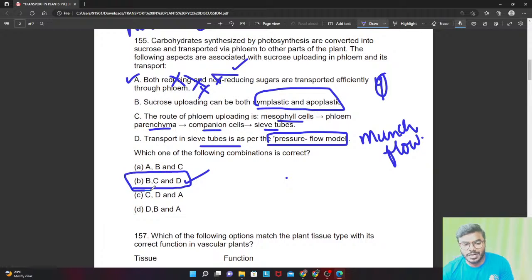Hence, what will be the answer? Option B, option C, and option D. The correct answer will be B. 4 marks are in your hand.